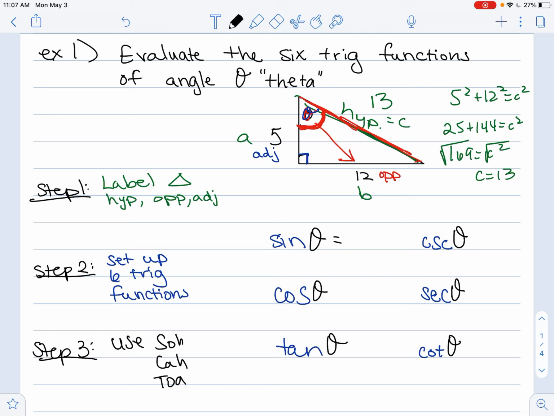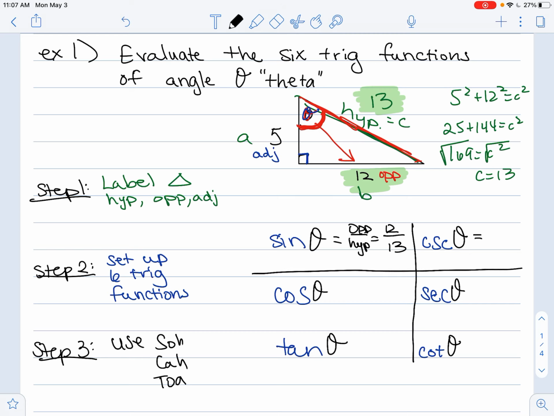So remember, sine is the opposite over hypotenuse, which if this is the opposite side, that's 12, and the hypotenuse side is 13. Now, what's nice about this is I'm just going to stay right here on this line, and now I'm going to do the cosecant. Remember how I said the cosecant is the reciprocal of sine? So I'm going to go right here and do the reciprocal of 12 over 13, which is 13 over 12, and that's my cosecant.